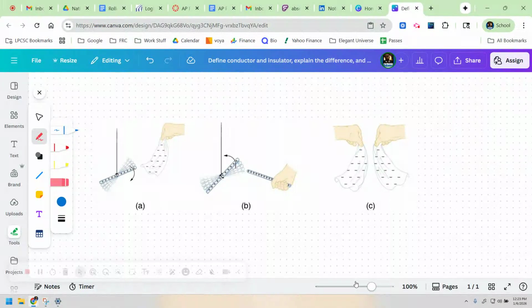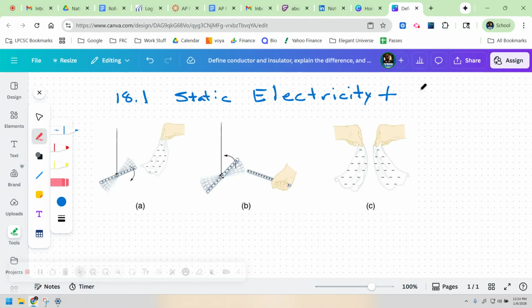All right, so today we're going to talk about 18.1. And 18.1 is basically we're going to talk about static electricity and charge. It looks like I misspelled it, but I don't think I did. Oof, that is not a good plus sign. Plus charge.